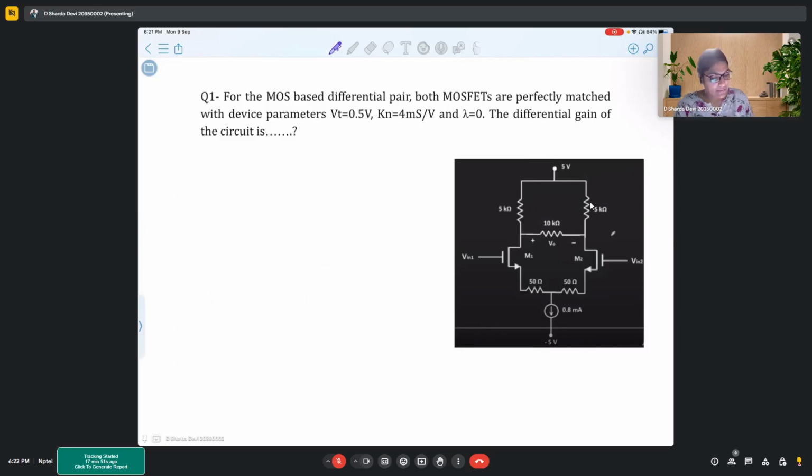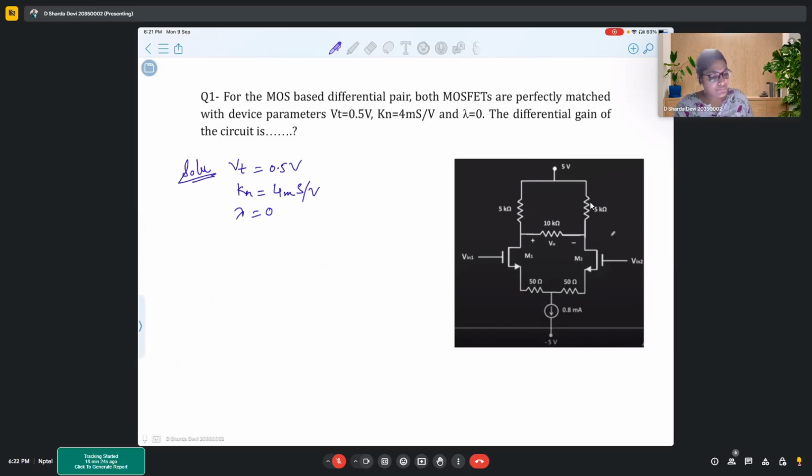Here VT is 0.5 volts, Kn is 4 millisiemens per volt, lambda is 0. The differential gain of the circuit is how much? So here, first of all, the idea is that every component in this particular circuit is equal, right? Both the transistors are matched, all the resistors are matched.